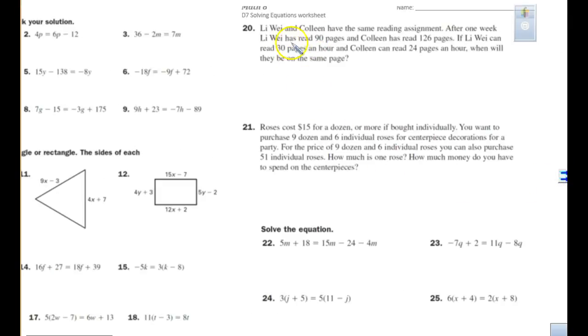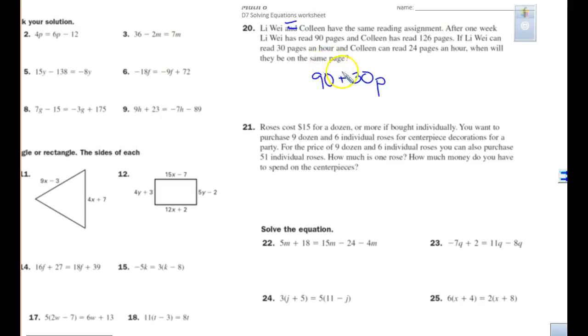As you take a look at number 20, first thing we know is that these two people, we're looking at when will they be on the same page. So we're trying to see when what Li Wei has read is going to be equal to what Colleen has read, right? What do I know, Daniel, about how much Li Wei has read? Li Wei has read 90. Plus how much is she reading each hour? 30 pages now. Plus 30, and maybe we go with P for pages, right?